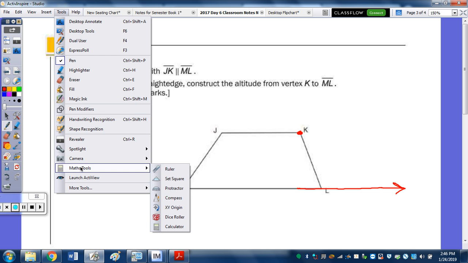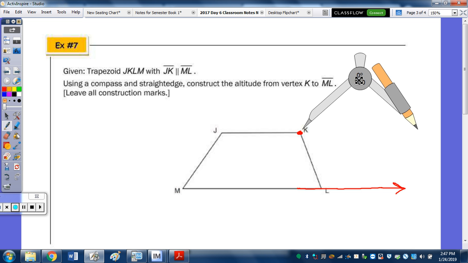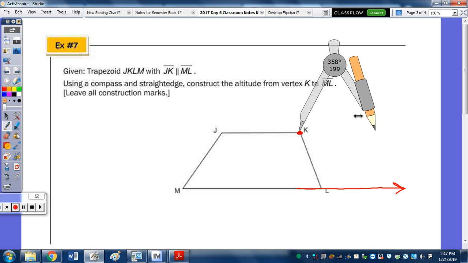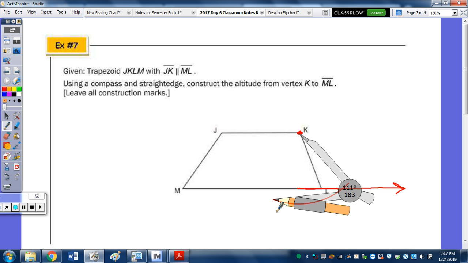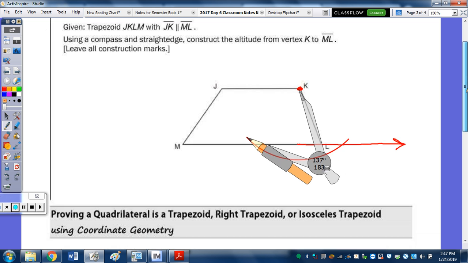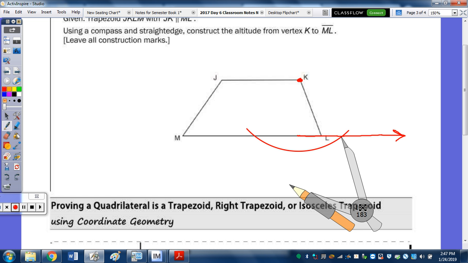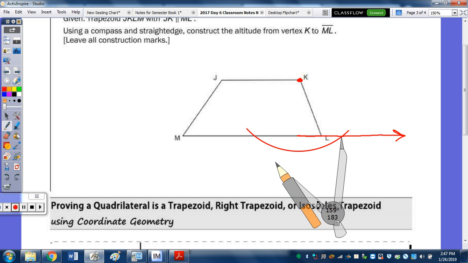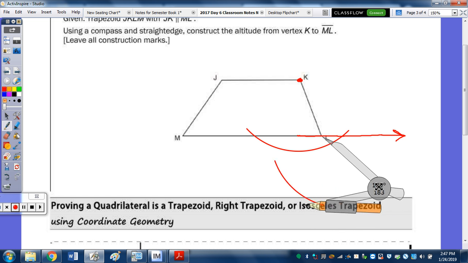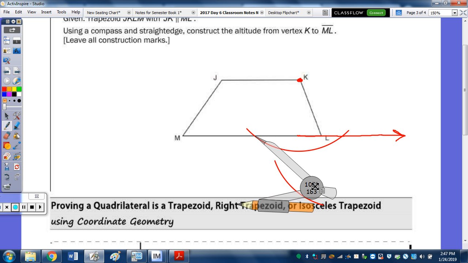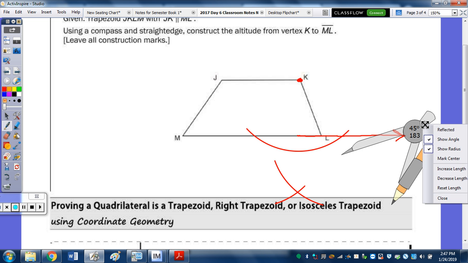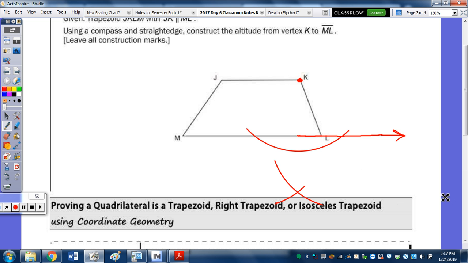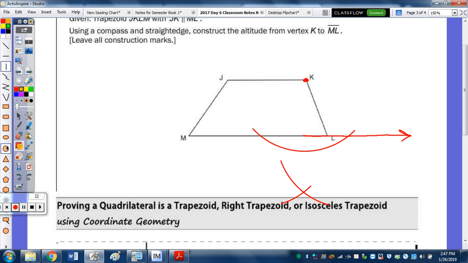Open up your compass. The perpendicular line construction is an arc and an X. So you do the arc and the X. The X really should go below. You can do it above, but just keep in mind if a teacher that doesn't teach geometry was grading your work, the rubric is going to show the model response is going to look like that.